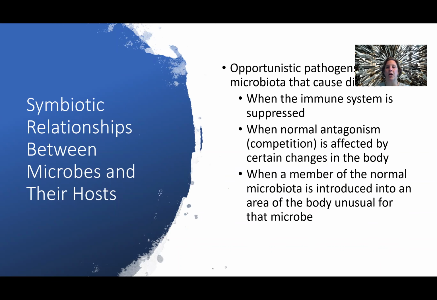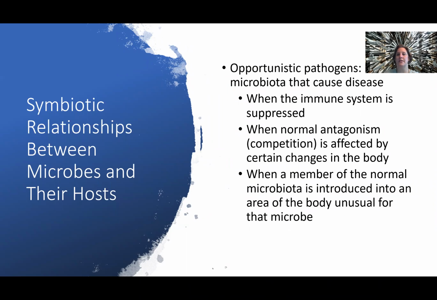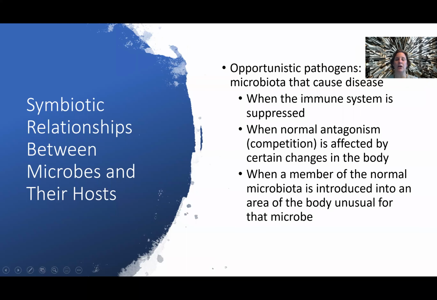But then we have this group that we call opportunistic pathogens. And the opportunistic pathogens are the ones that will cause disease. Now, they can cause disease in a variety of times. And the times that they can cause disease are certainly when the immune system is suppressed. For some reason, the immune system is not working at full capacity. There can be a variety of reasons why that might happen. It can also happen when competition is affected by certain changes in the body.